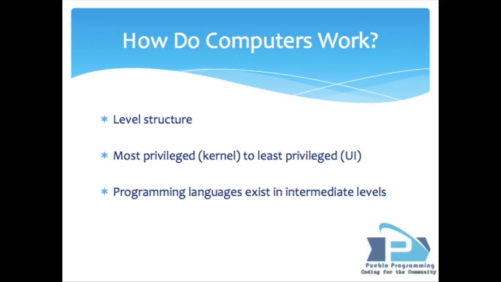Next we have how do computers work. They have a level structure, from the hardware to the kernel, to low level programming languages, to high level programming languages. You have the most privileged, which is the kernel, to the least privileged, which is the user interface, which is what we're looking at right now, where you have the X button, folders, files, all that stuff that looks pretty but doesn't really give you a lot of access to the computer. And the programming languages are a way to link the user interface to the kernel. It's kind of an intermediate level where you gain more access. You can do more stuff with your computer than you would normally be able to do with just the friendly, user-friendly interface.